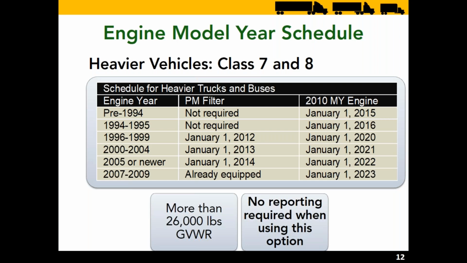Now, these two charts that I just showed you are the basic compliance model year schedules. If your vehicle falls within the parameters outlined by these charts, then your vehicle's compliant and you do not have to report to us. It is compliant. Now, you may have some issues with DMV if it's an older vehicle, but there are ways to get past that where you don't necessarily still have to report. It's just a demonstration that you're in compliance.